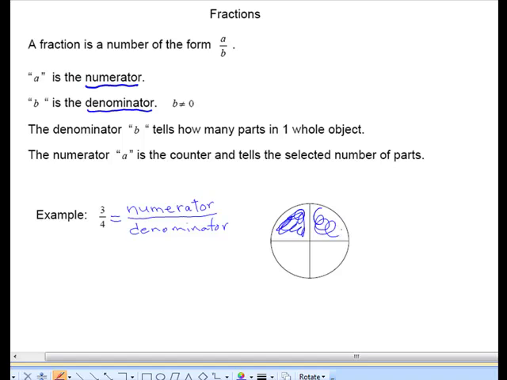So there's 1, 2, 3. So we have 3 blue parts, or 3/4 of this object is blue. How many parts of it are white? So only one part is white, so that fraction representation would be 1/4.